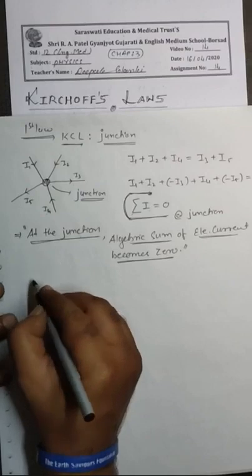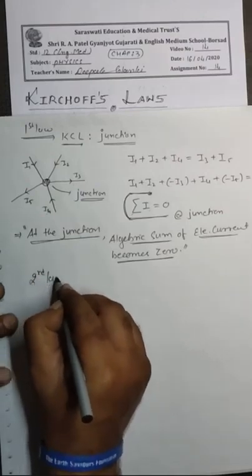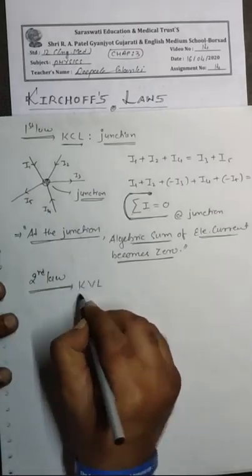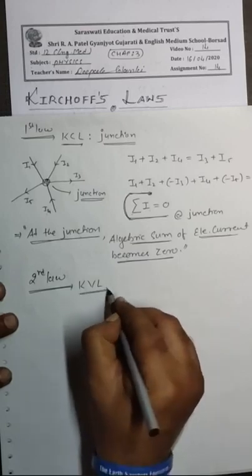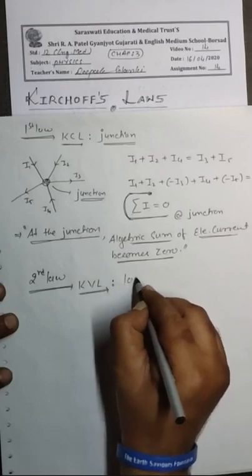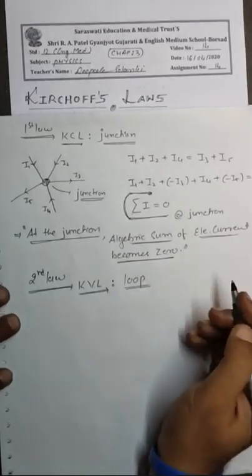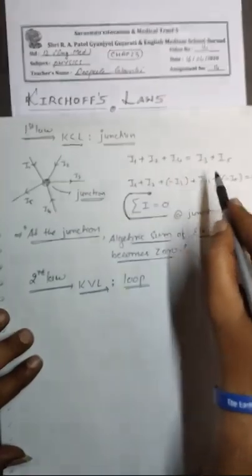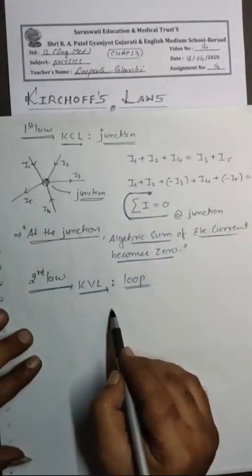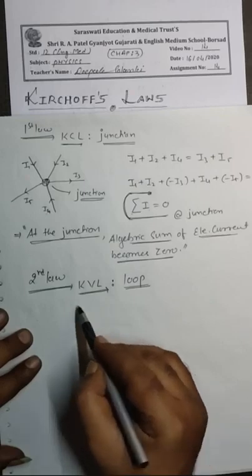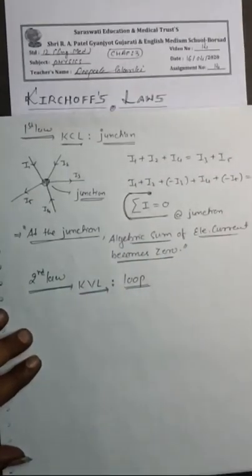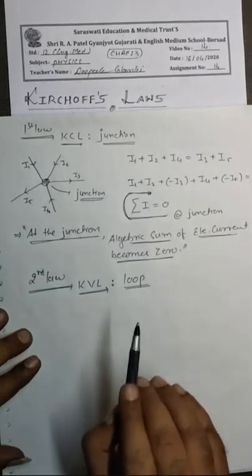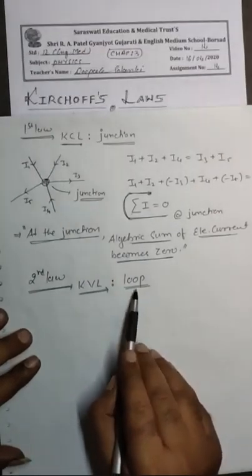Now let us see the second law. The second law is also known as KVL, Kirchhoff's voltage law, and Kirchhoff's voltage law is applicable for a loop only. What do you mean by loop? From the starting point, electric current goes anywhere, but when it comes back to the same point, you can say that electric current has covered the entire loop. That means the starting point as well as the ending point of the electric current must be the same in a network, and that is known as a loop.